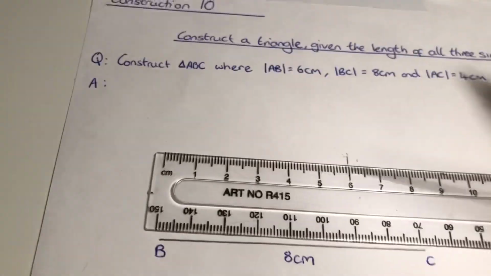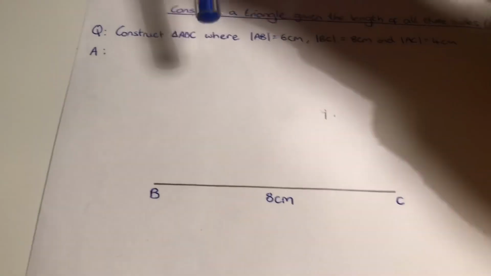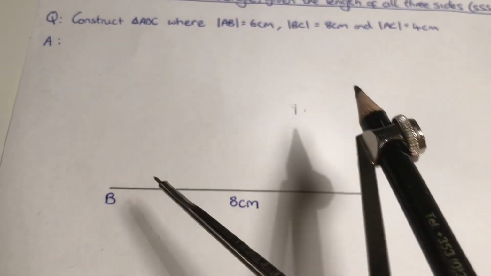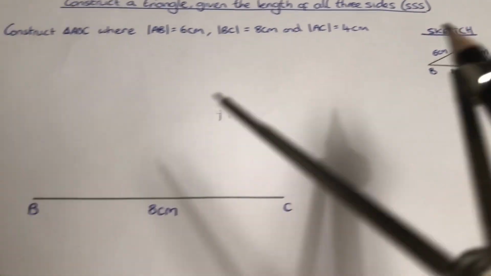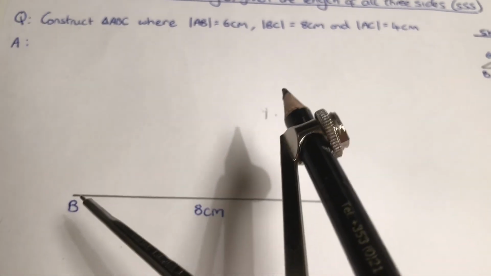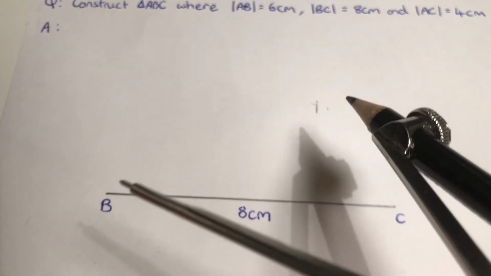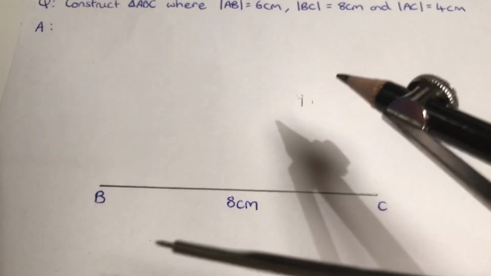So once we have made sure that our compass is open to the right measurement, then we're going to place the point on B. Remember that we're looking at B to A, so we have to make sure we put it on the right point. And then I'm going to sweep around, marking a good arc, and remembering then that that arc, wherever that arc is, it's always going to be 6 centimetres away from point B.